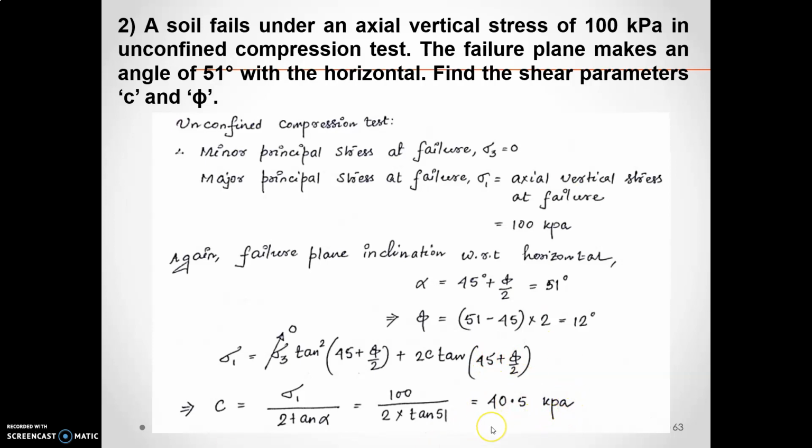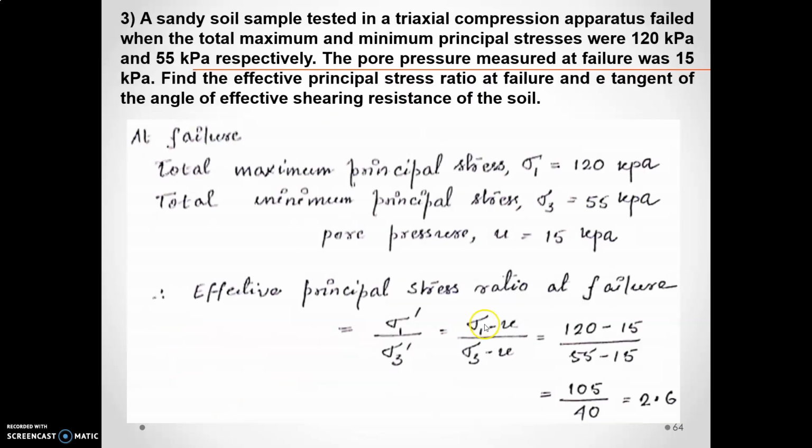Okay, so like this you can calculate what is phi and c for the unconfined compression test. Just remember, in case of unconfined compression test, sigma 3 is equal to 0, and always you should know sigma 1 is equal to sigma 3 tan square alpha plus 2c tan alpha. Alpha is equal to 45 plus phi by 2. If you know all these things, you can calculate what is c and phi. Okay, let us take one more example.